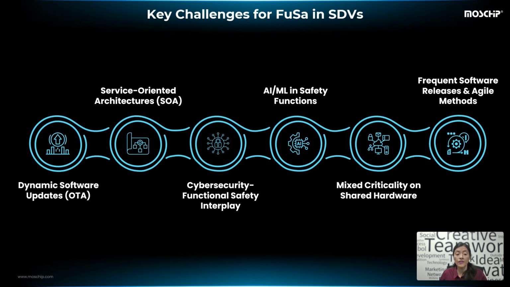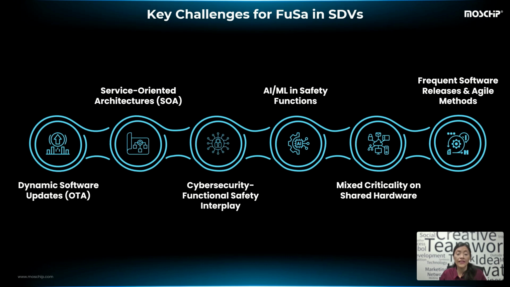SDVs use AI/ML in safety functions, and in traditional FuSa, safety validation becomes hard due to lack of determinism and formal proofs. Next, SDVs have service-oriented architectures, and critical functions may rely on services that are not guaranteed to be available, breaking assumptions of fail-safe design. ISO 26262 is based on static, tightly coupled systems. It doesn't yet support safety assurance in loosely coupled runtime service environments.